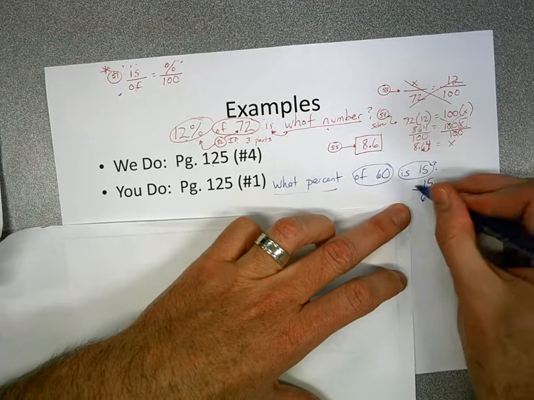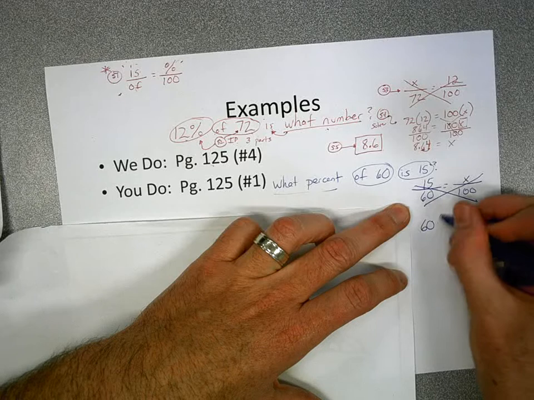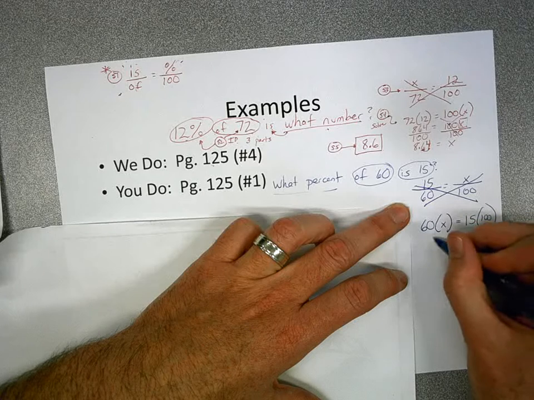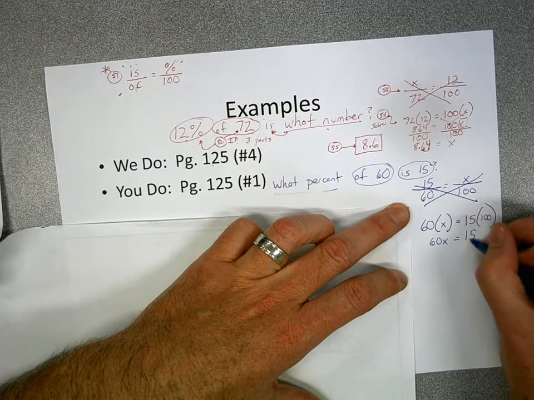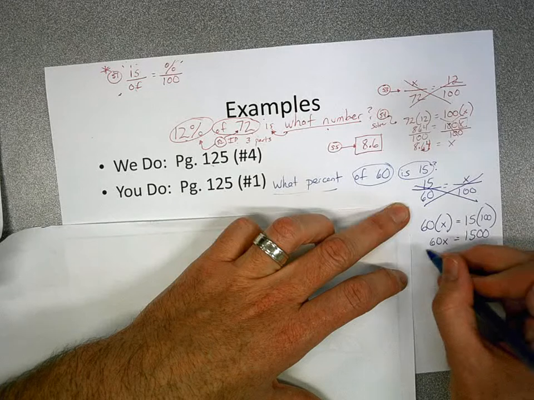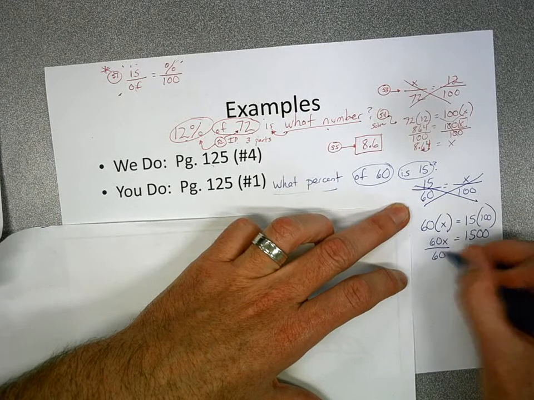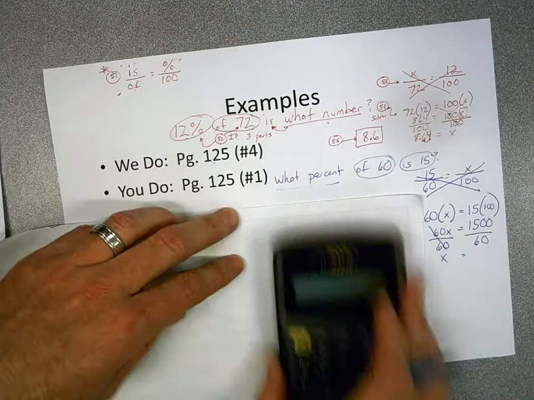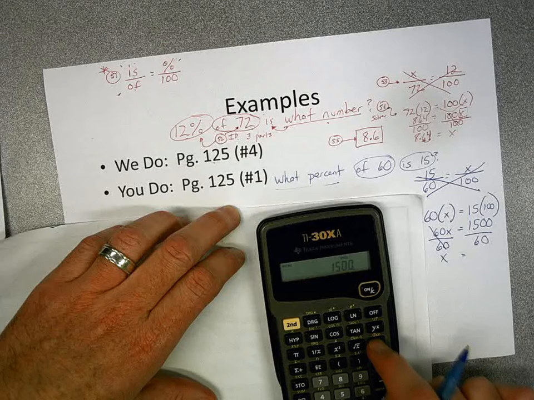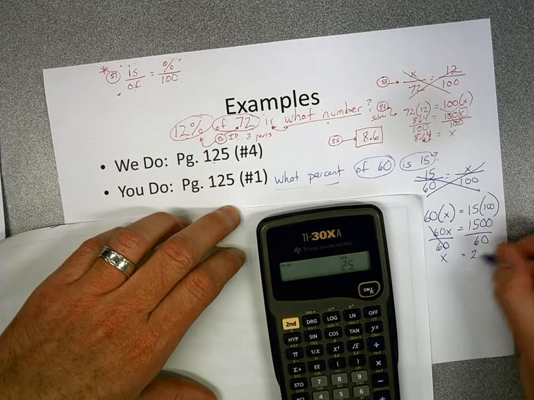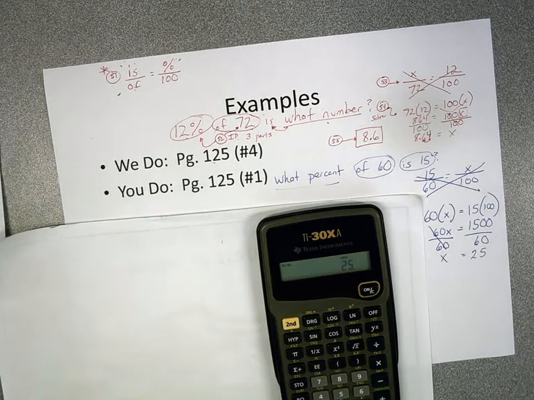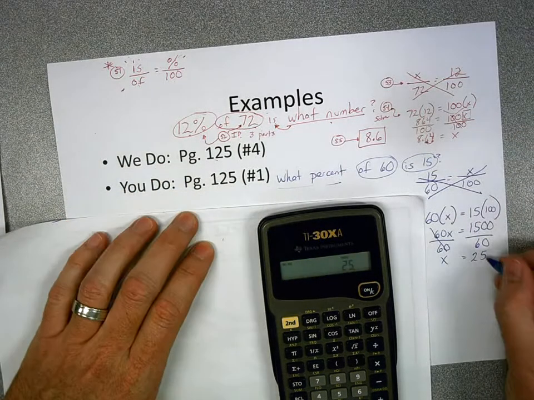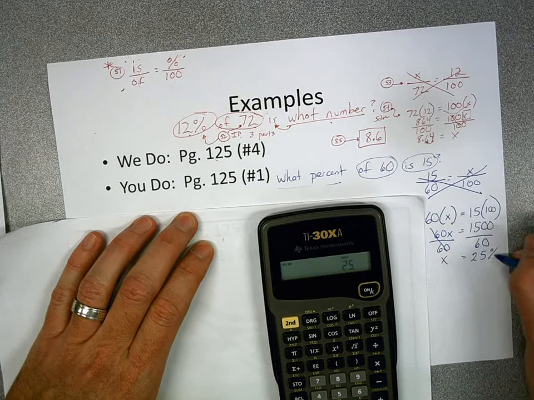I'm going to go ahead and use my cross products. 60 times x is equal to 15 times 100. If I simplify both sides, that's 60x equals 1,500. And of course, like we did before, x is being multiplied with 60, so we divide by 60 on both sides. So x equals 1,500 divided by 60, which ends up being 25. Remember what I said? I said reread your problem. The problem says, what percent of 60 is 15? Ladies and gentlemen, we're talking about a percent, so put your percent sign on your answer.